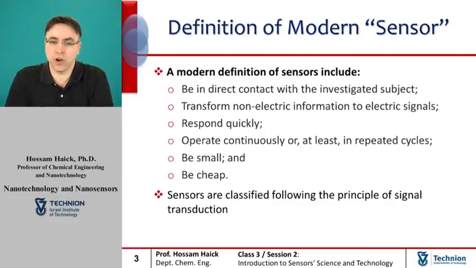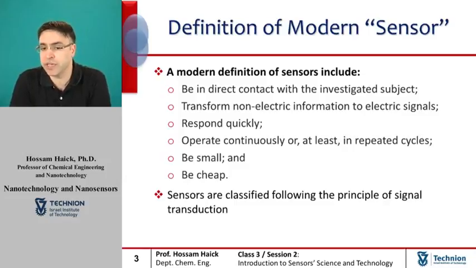A modern definition of sensors includes several features. The first feature is that the sensor has to be in direct contact with the investigated subject. The second feature is that the sensor has to transform non-electric information to electric signals. The third feature is that the sensor has to respond quickly and also operate continuously, at least in repeated cycles. The other features are that sensors have to be small and also inexpensive.